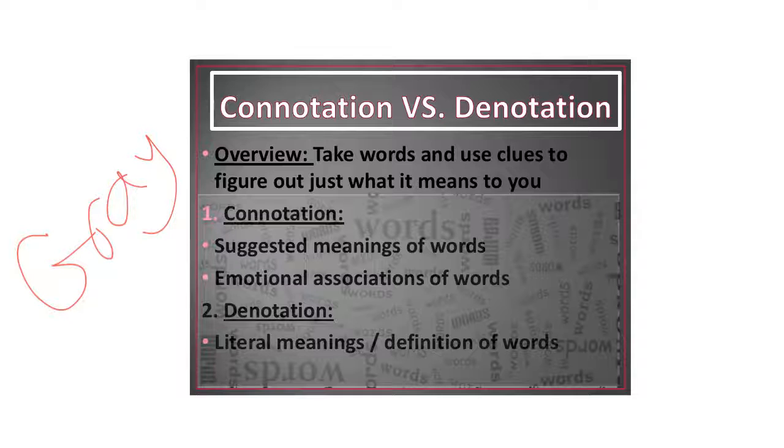You're going to find many words that have two meanings, emotions associated with them and their literal dictionary meanings. To keep these two words apart, think of the words denotation and dictionary. They both begin with a D. So if you're trying to remember which vocabulary word means the literal dictionary definition of a word, think denotation. We're going to practice more with connotation versus denotation on the next slide.